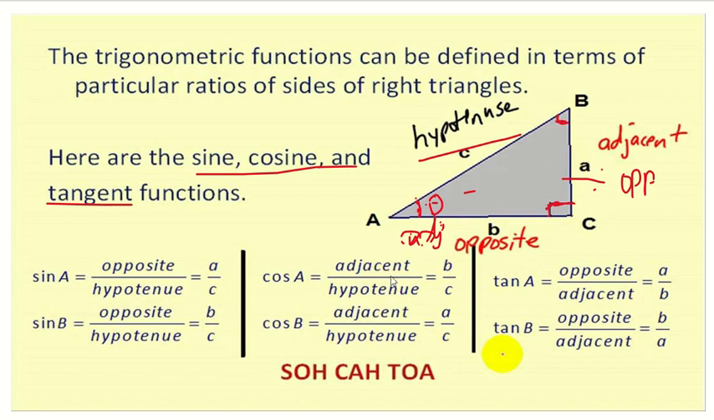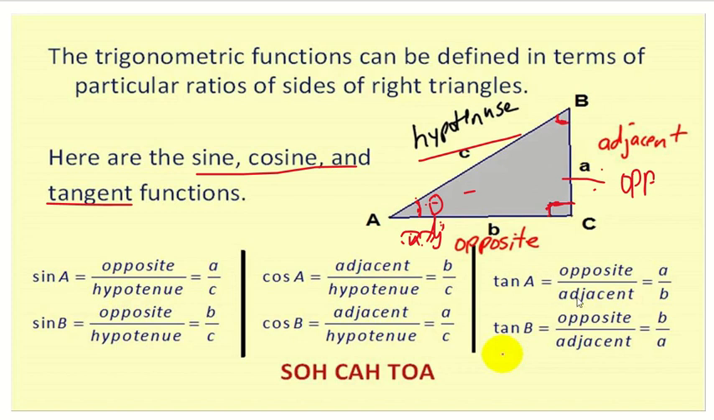In the same way, cos A. The cos A formula is adjacent side by hypotenuse. If I take theta at A, the adjacent side is b, so cos A is b by c. In the same way, if I take theta at B, the adjacent side is a, so cos B is a by c.